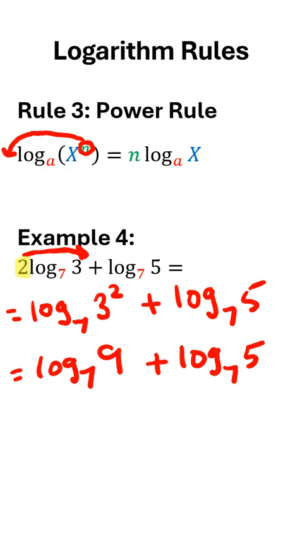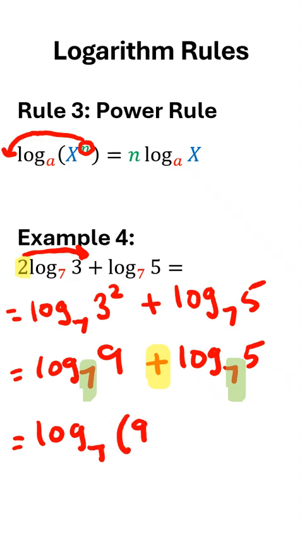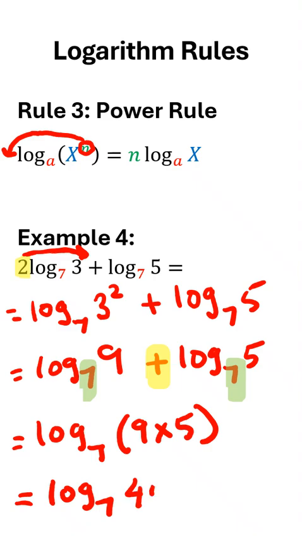Alright, so now we are back to the first rule. Here we have addition, as we can see. So this equals log. As we can see here, the base is the same. So here we have the base 7, so the base will stay the same. So in this case, we have log to base 7, and just multiply the arguments. 9 times 5. So the answer here is log to base 7 of 9 times 5, which is equal to 45.